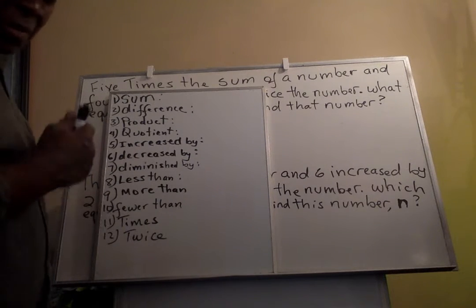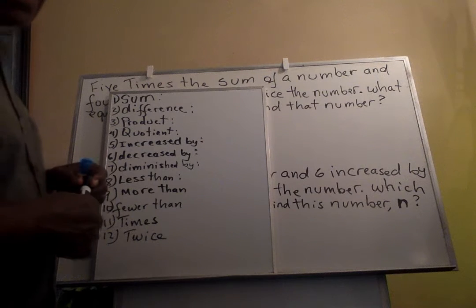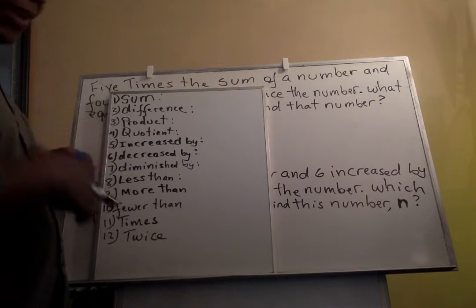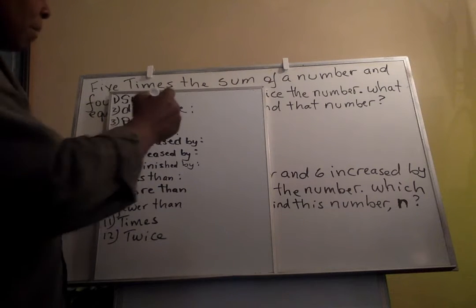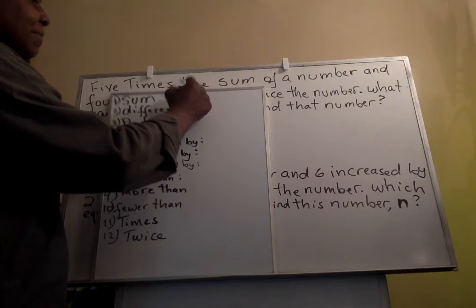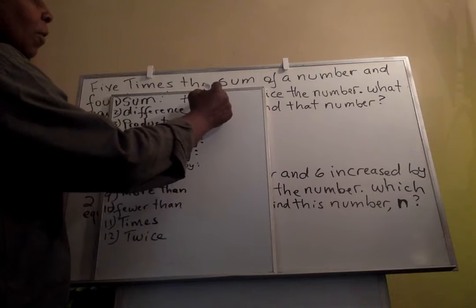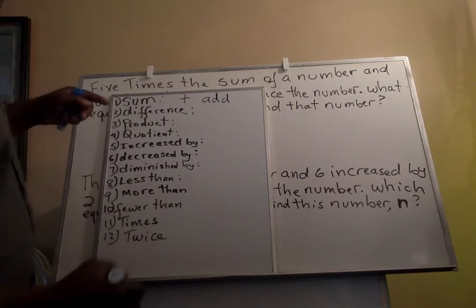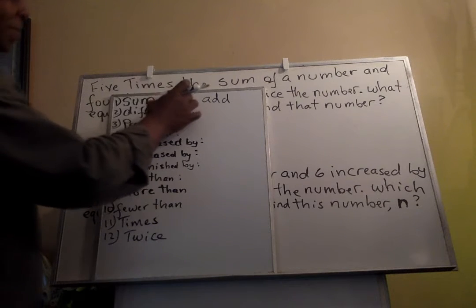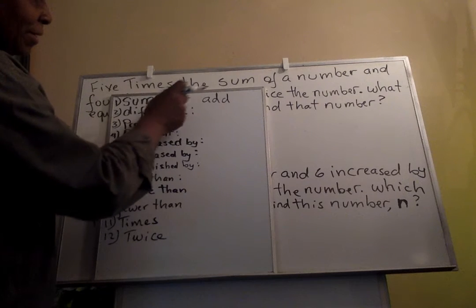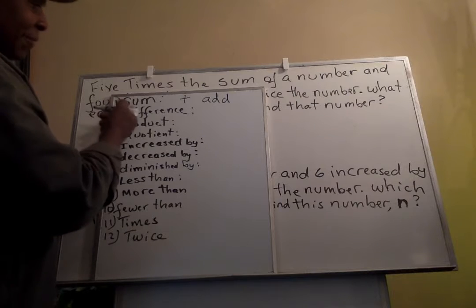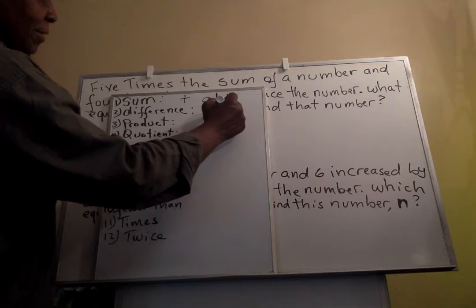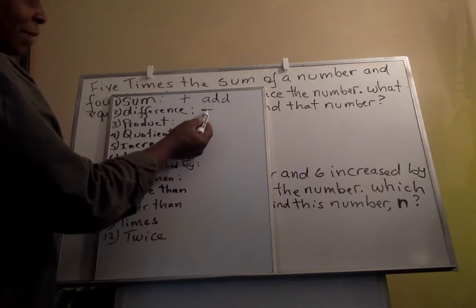Sum. You have a sum of money, right? You're adding. So sum means plus or addition. You're adding. Sum is when you're adding something. Difference is subtraction, when you're subtracting something. Difference is to subtract.